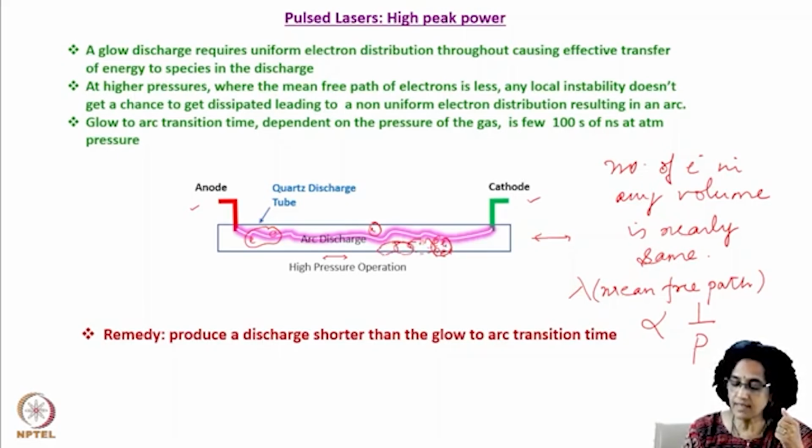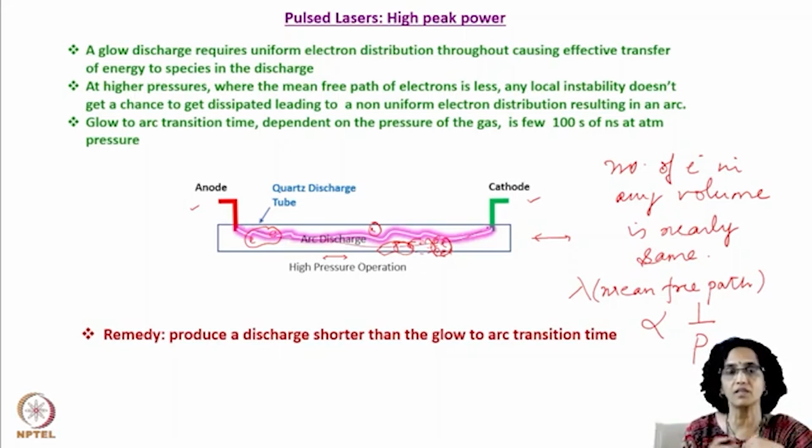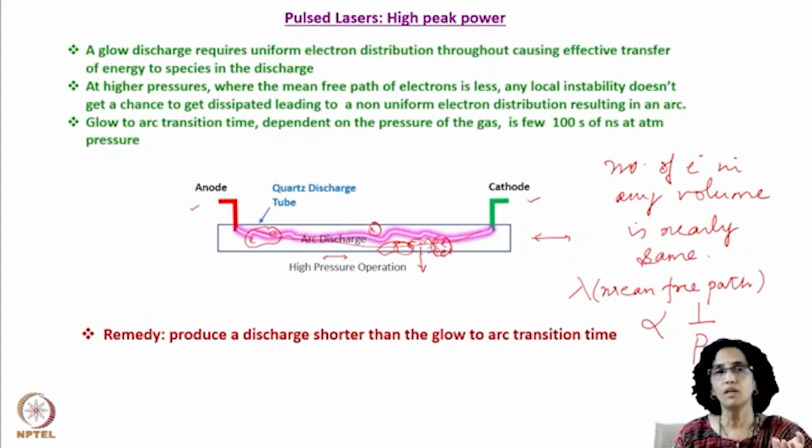So these electrons, before they can diffuse out into the other volume, create more and more ionization in a very localized region, and therefore the current that flows will be highly localized. This is called an arc discharge. Why is it localized? Because the instabilities which are already present anywhere do not have a chance to diffuse out, because the mean free path is very small.